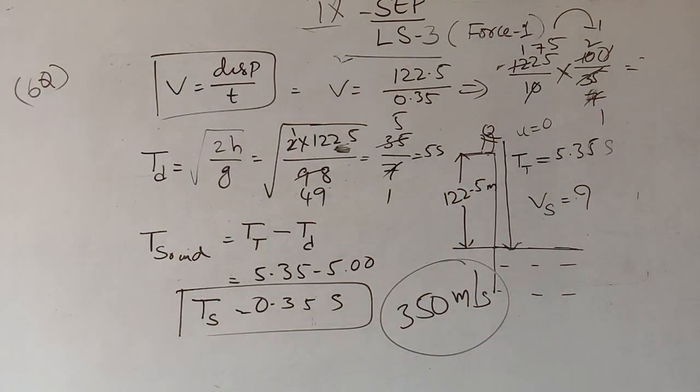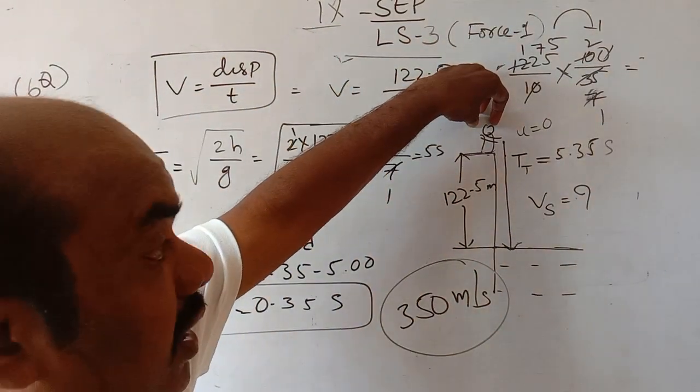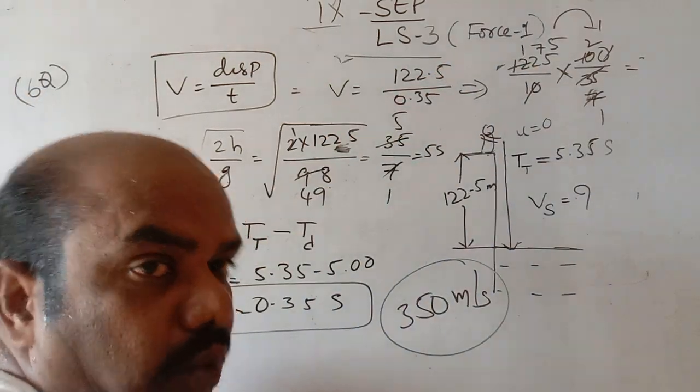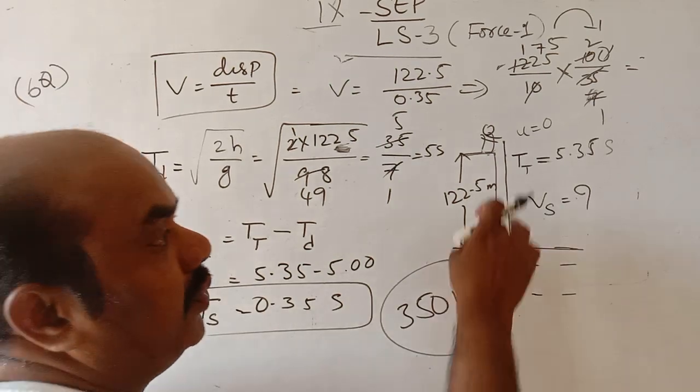This is the problem, a very important problem. Once again try to understand. One boy is on the ground. He dropped a stone, a freely falling body, u is 0. Initial speed, that is initial velocity, is 0.